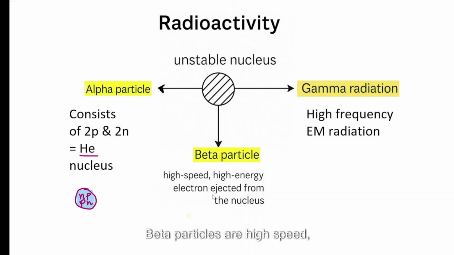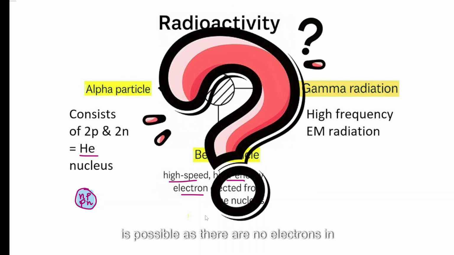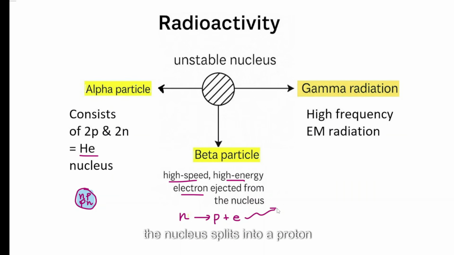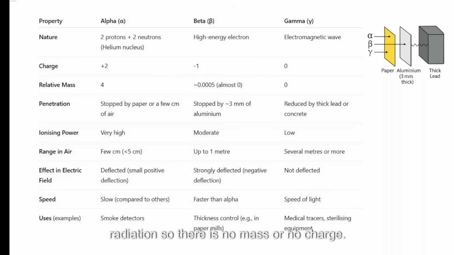Beta particles are high speed, high energy electrons ejected from the nucleus. In the past, students have asked me how it is possible, as there are no electrons in the nucleus. Well, what really happens is a neutron in the nucleus splits into a proton and an electron, and that electron comes out as a beta particle. Gamma radiation is high frequency electromagnetic radiation, so there is no mass or no charge.